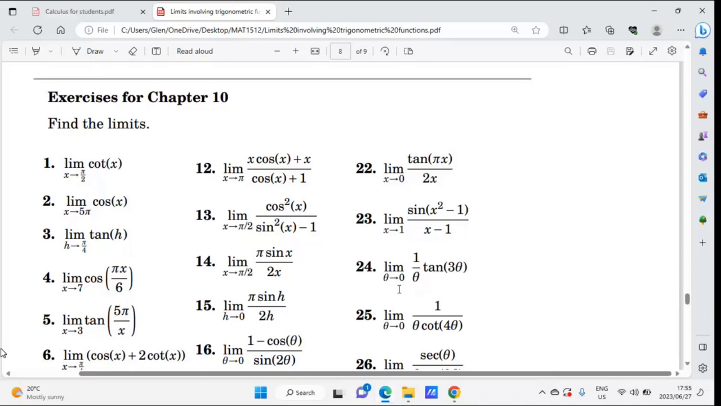Sin 3 0, it's 0. Cos 3 0, it's 1/3 times 0/3, it's 1/3. Something like that, I'm not sure. Thank you, Lerato.